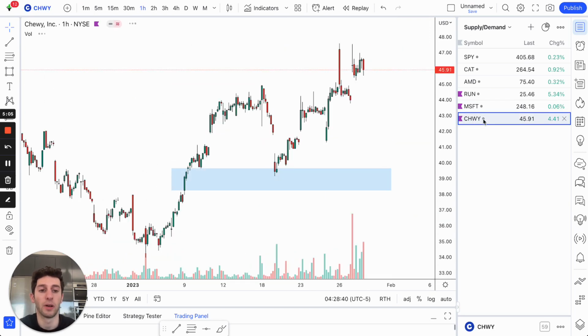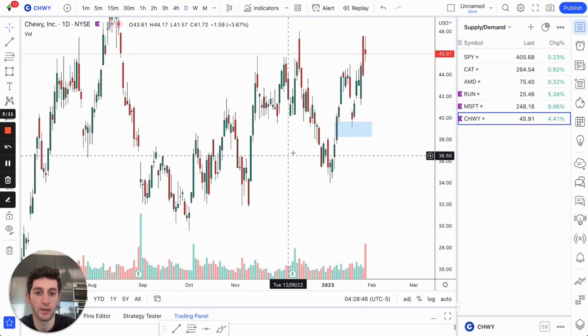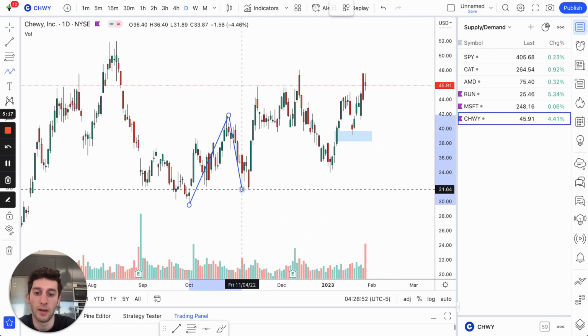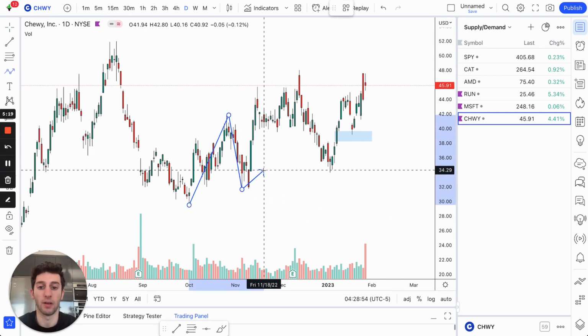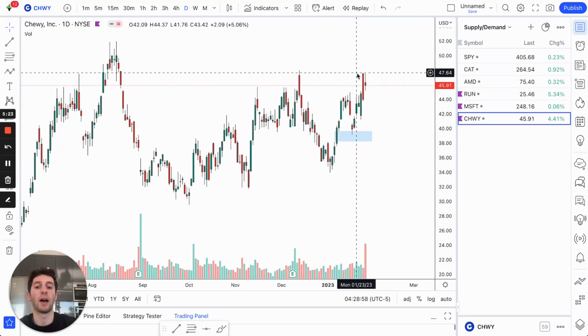I'm going to show you one more example here on Chewy. So again, Chewy, you can see price is in a clear uptrend. We're making higher highs and higher lows. I can draw that in here, make a low, high, lower high, higher low, and then higher high, and we continue this process. So obviously we're in an uptrend. We only want to be looking at buying in demand. We don't want to be shorting supply in an uptrend.